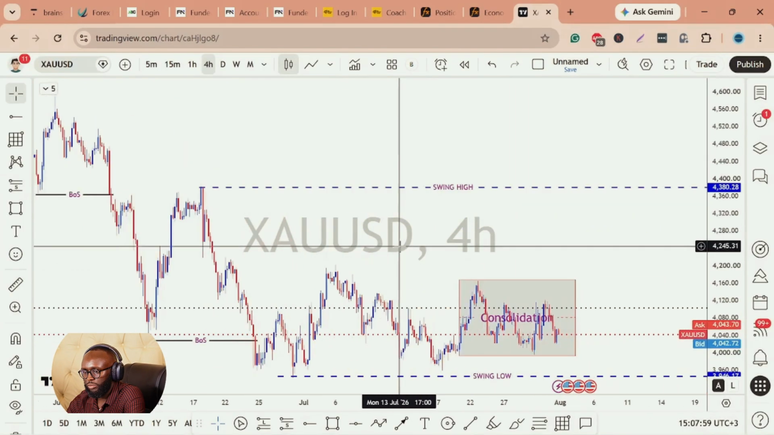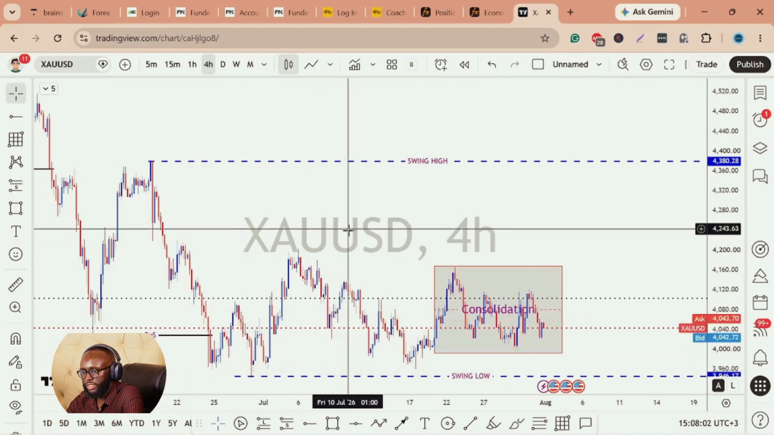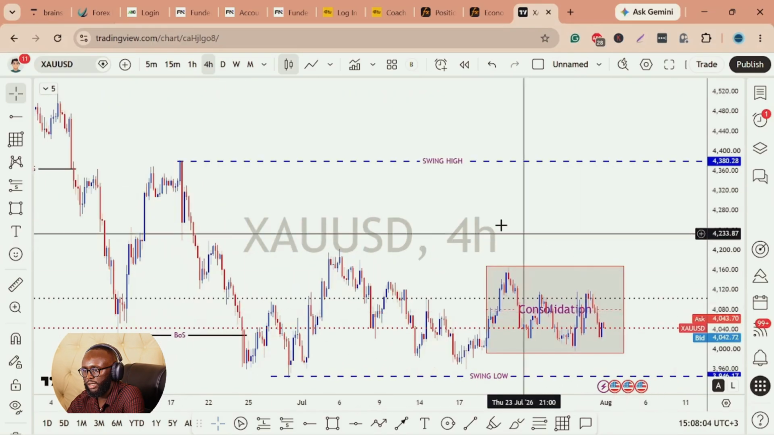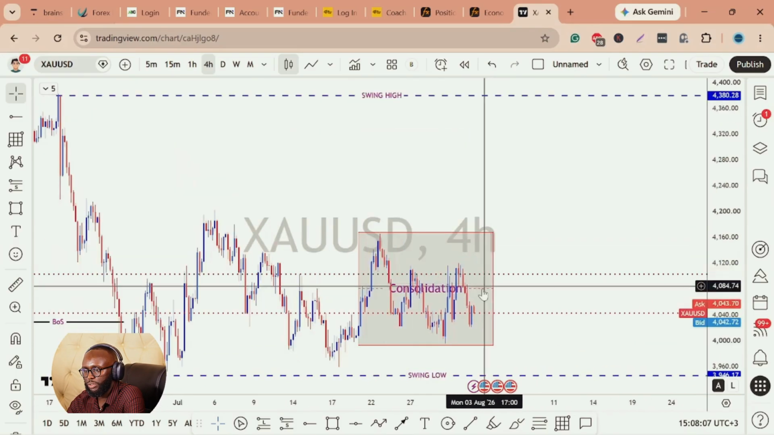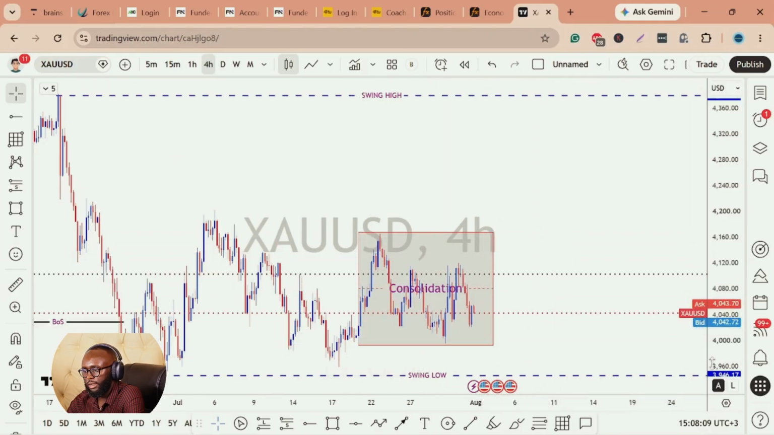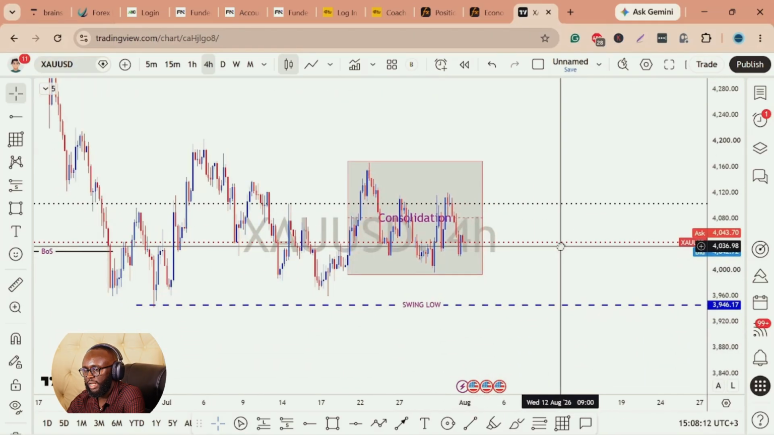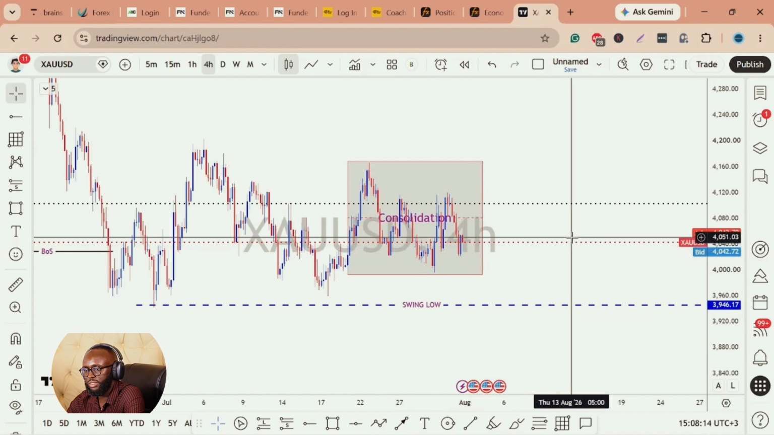Now, this was the last break of structure from the 4-hour time frame context. Gold, for now, we are in a very messy consolidation. Price is not ready to push either high or low. Anything can happen on gold at this moment. I'd be lying if I told you that I know where price is headed.